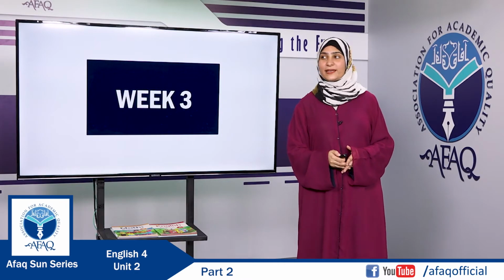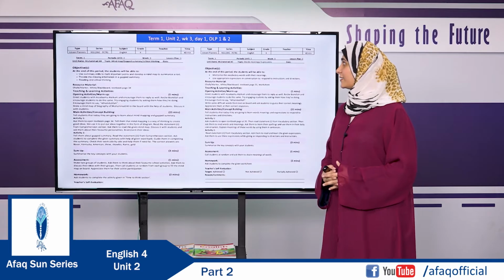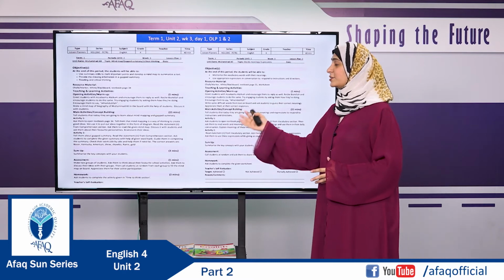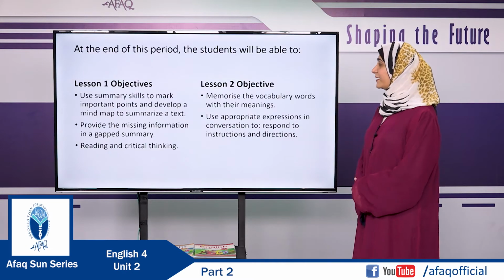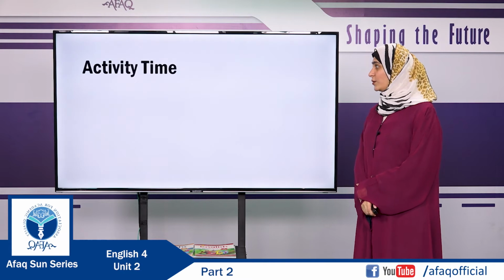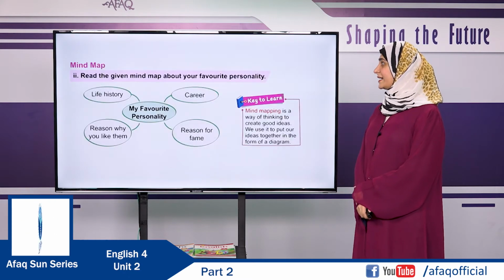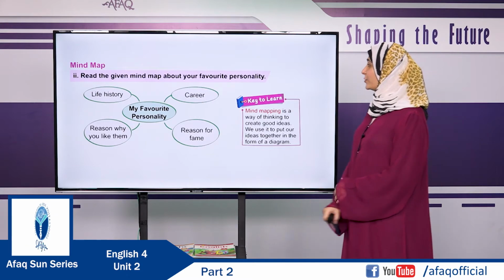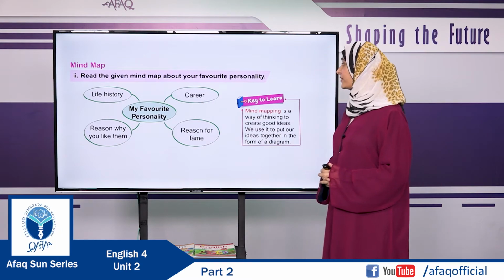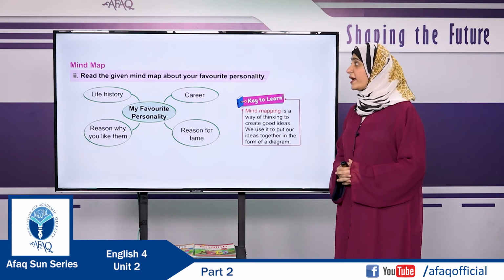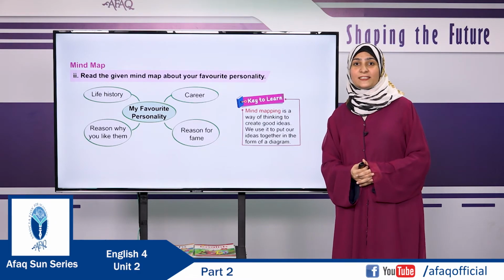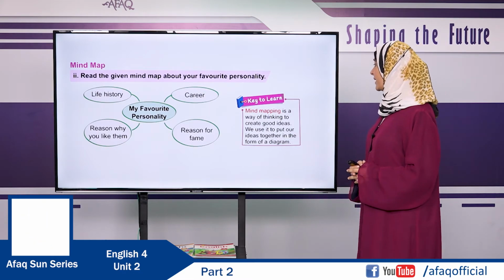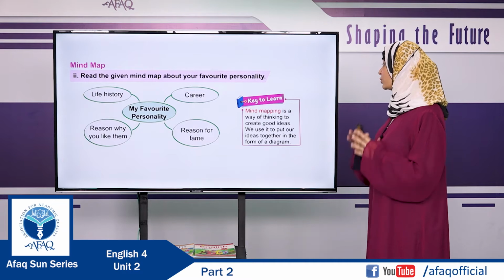Let's start our Week 3. Our Week 3 covers the Term 1 Unit 2, Week 3. It's Day 1 and the DLP 1 and 2 are given here. The learning objectives will be as follows. The activity time includes a mind mapping for the first exercise. Now you will read the given mind map about your favorite personality. Before heading towards our mind mapping, let's recall a rule for mind mapping. Mind mapping is a way of thinking to create good ideas.